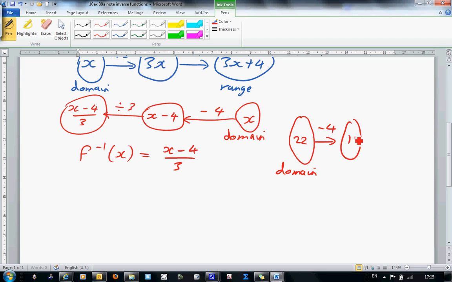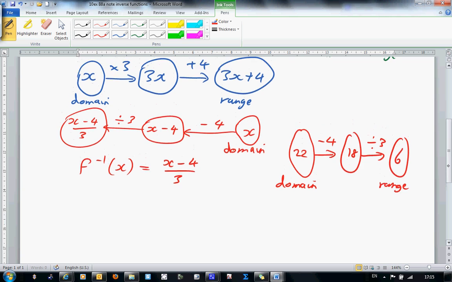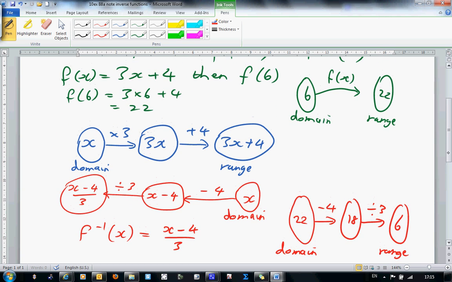So what we have here is, if we start with 6 with our function, we end up with 22. To get back home, we need a different function, which will take us back to 6 again. Okay? So clearly, the domain of the function is the range of the inverse function. And the range of the function is the domain of the inverse function.